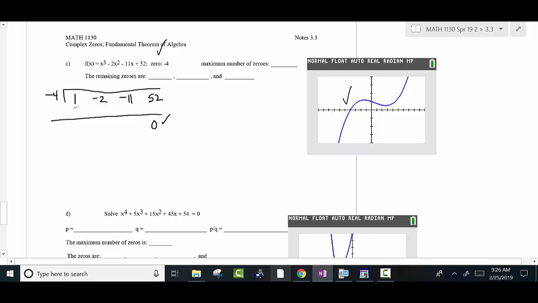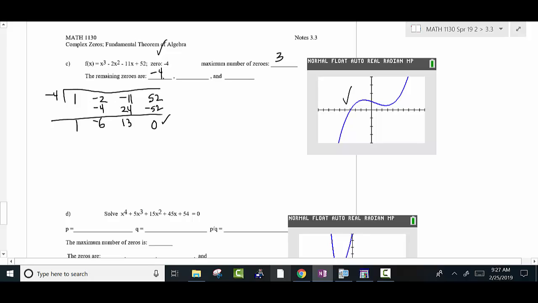So bring down the 1. Negative 4 times 1 is negative 4. Add the column, that's negative 6. Multiply, that's 24. Add, that's 13. Negative 4 times 13 is negative 52. Okay, so that's what we have. So we know that we have 3 zeros. One of them is negative 4.